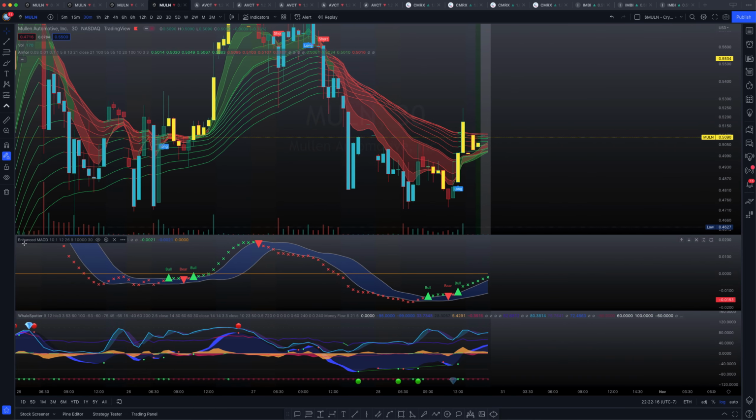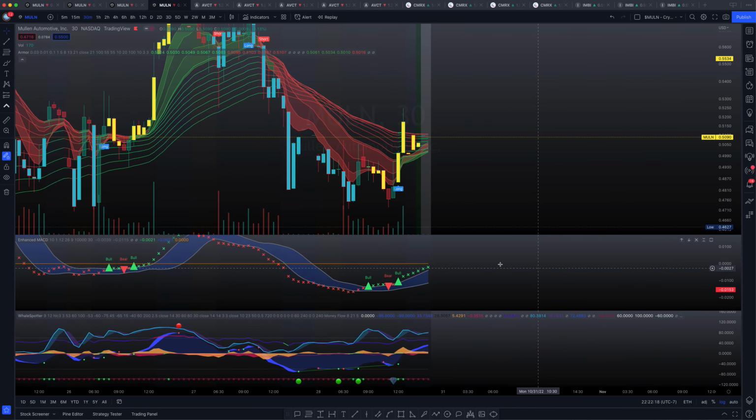This one here is ARC Enhanced MACD, and we are also with a bull signal. So this is also giving us a buy signal in the immediate short term. And this is the ARC Whale Spotter, comprised of many indicators that are commonly used. For example, we have the red line here.